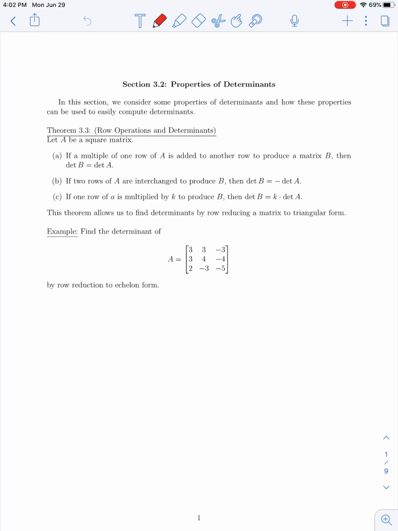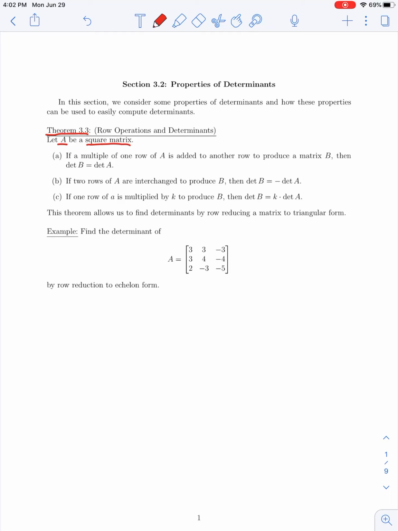So the first theorem that we'll introduce in this section, Theorem 3.3, is how row operations on a matrix will affect the determinant of that matrix. So let's suppose that A is some square matrix, and we're trying to find its determinant. Now maybe A is a large square matrix and none of its rows and columns contain many zeros, so a cofactor expansion might be pretty difficult.